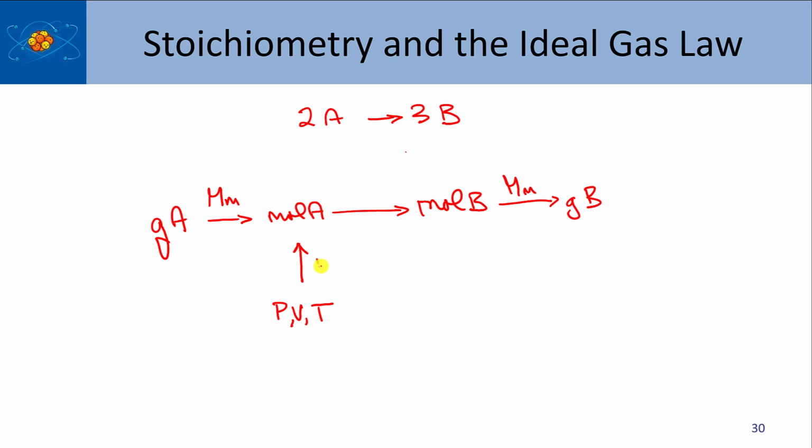And what you need is the ideal gas law. PV is equal to nRT. So if you're given pressure, volume, and temperature, you can use the ideal gas law to go to moles of A and then to moles of B. And from there, you could either use the ideal gas law to get to pressure, volume, or temperature, or you could go, for example, using the molar mass to grams of a substance. Okay, so let's go ahead and look at a problem, and we'll see how that lays out.